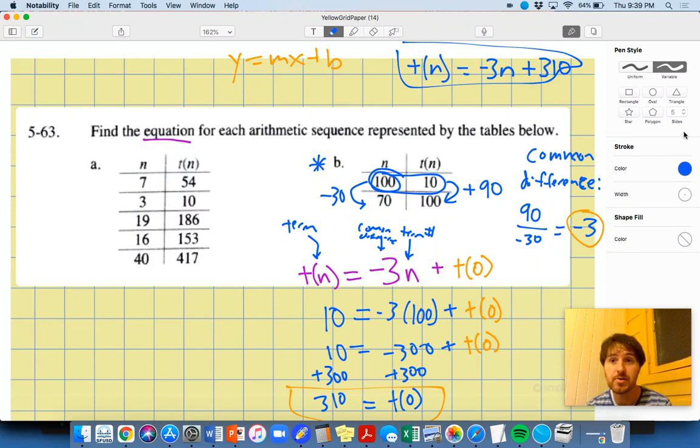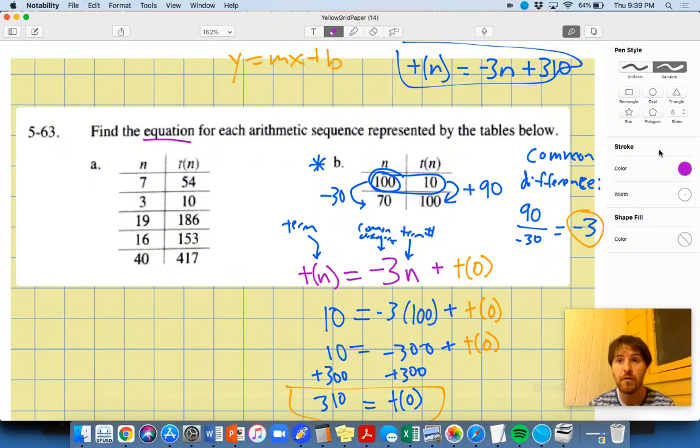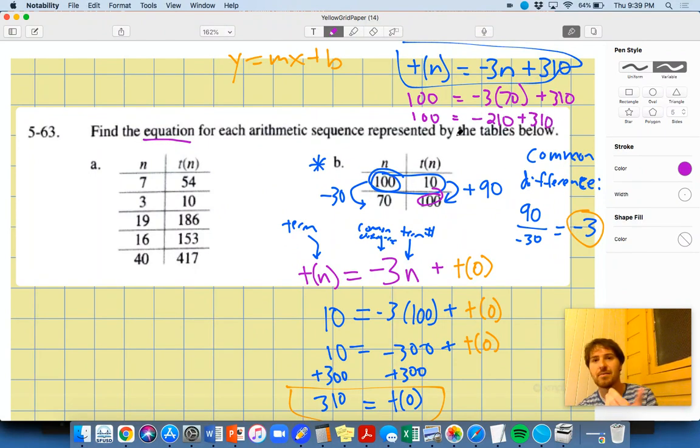How can we tell that our answer is right? Well, we can check the other point right here and see if we did this correctly. Let's see, shall we? My output here would be 100 when my input here is 70. So let's marry this with the rest of the equation: 100 equals -210 plus 310. It does. Look, -210 plus 310, that's 100. So I feel pretty confident that my equation is correct.